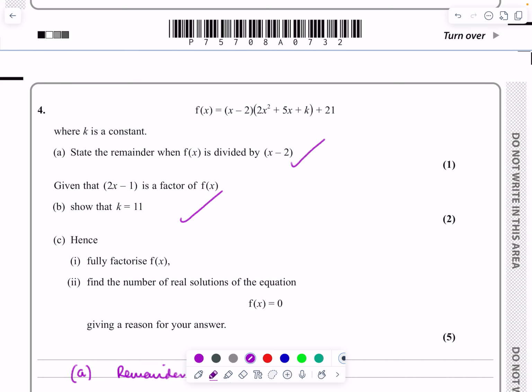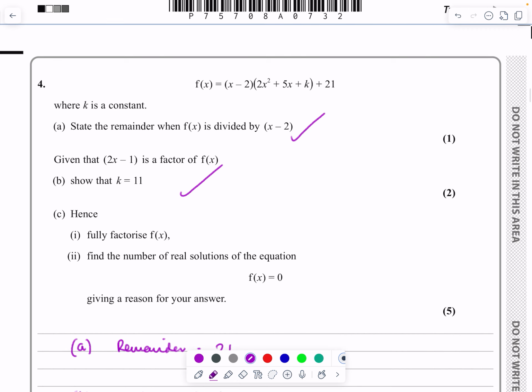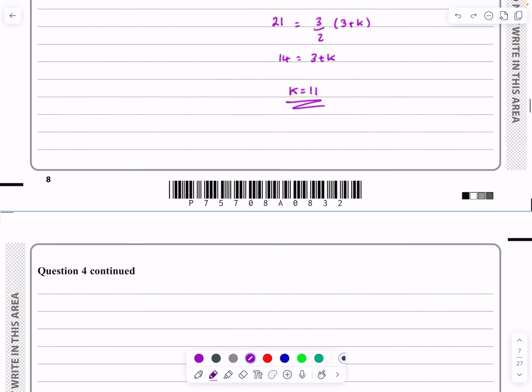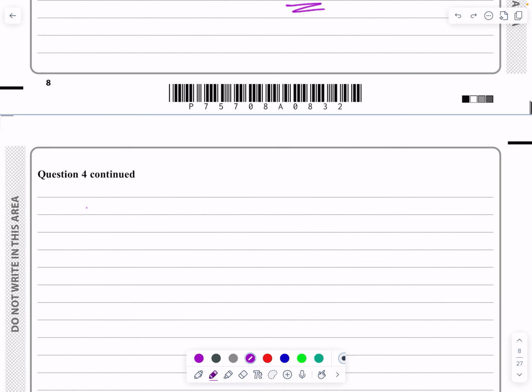So we've done A and we've done B. So I know what k is now, and it then says, right, fully factorize f(x). So I'm going to put k as 11 in here. I'm going to need to multiply this out completely, and then I'll be able to factorize it by doing some algebraic long division. So that's part C, isn't it? So part C, we'll do it down here.